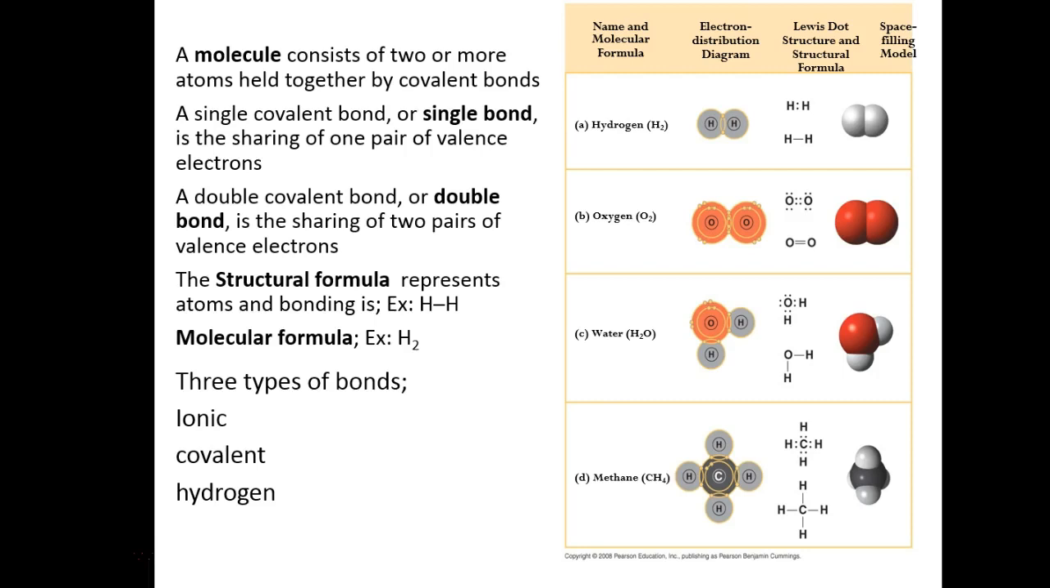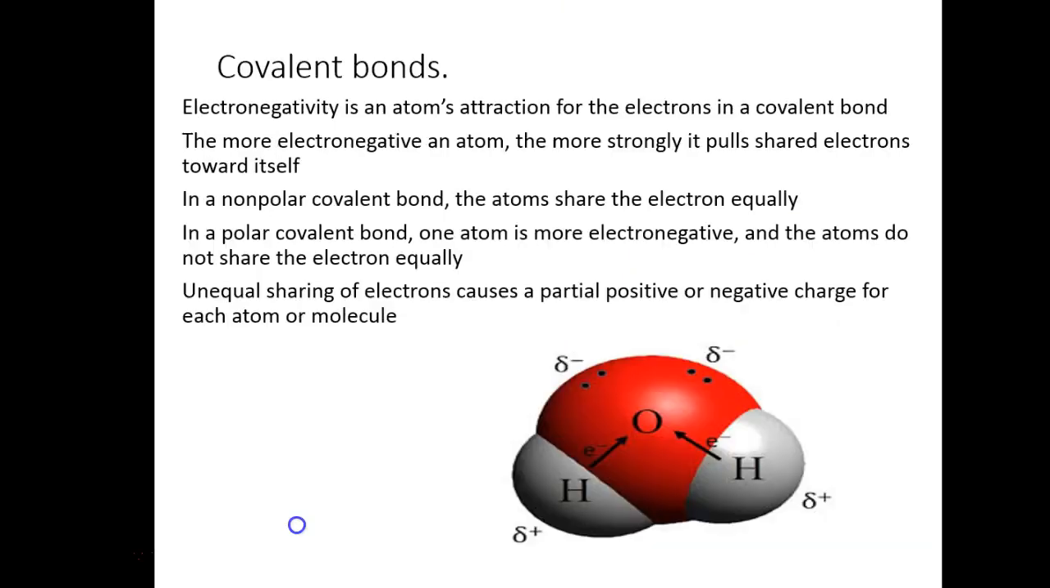Basically, three types of bonds. We just talked about covalent, where they share. We're going to talk about ionic now, or I guess we're going to talk about covalent again, I'm sorry. But I will say this: covalent, ionic, and then hydrogen bonding. So let's talk a little bit more about covalent bonds, and then we'll talk about ionic and hydrogen.